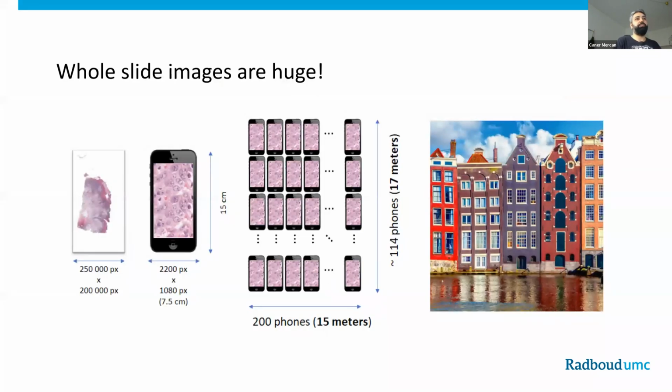Here's a nice demonstration of how large these images actually are. If you put a whole slide image next to a phone, which is about 15 centimeters by 7.5 centimeters, with 2200 by 1080 pixel resolution, you need about 22,800 of these phones stacked up against each other, as you see in the middle picture. And on the right, there are some nice Dutch buildings to illustrate the size in real life. As large as they are, they are also quite time-consuming for the pathologists to analyze and interpret and come up with a diagnosis based on these interpretations.